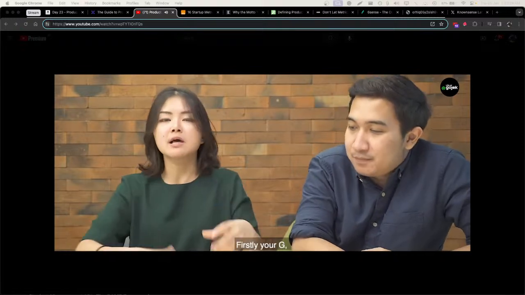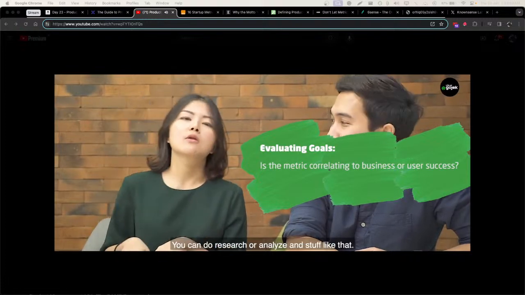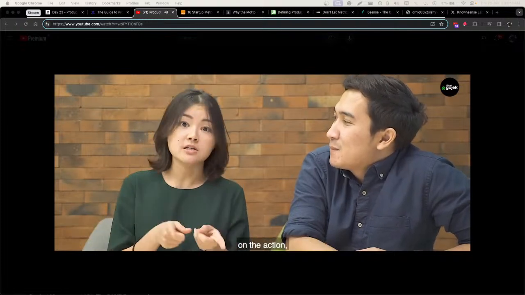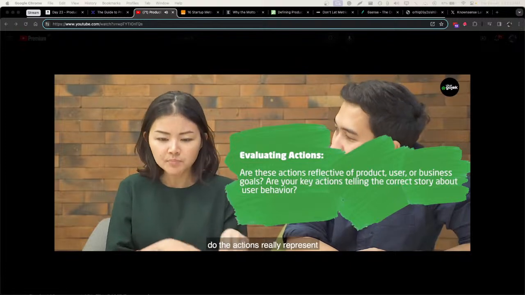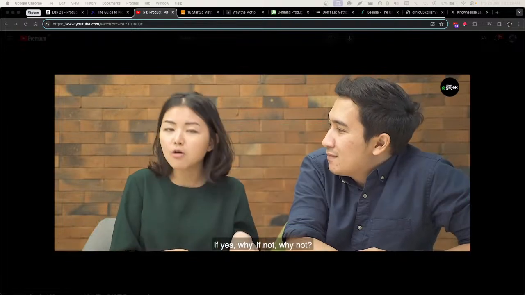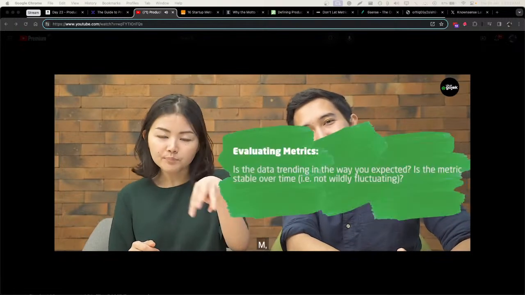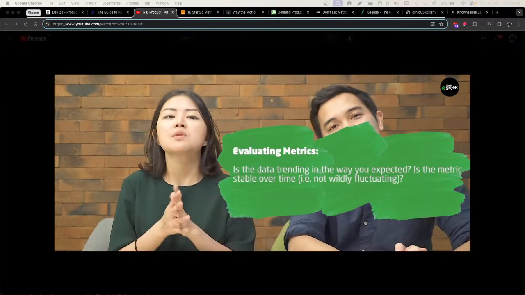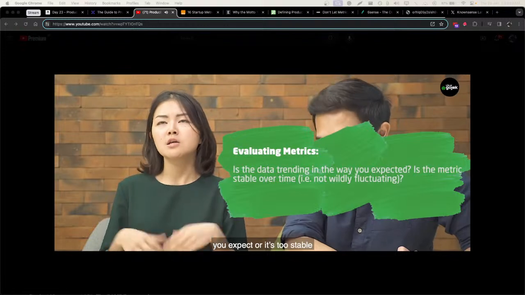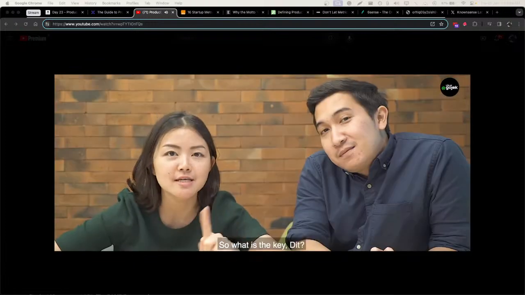Nah, karena itu mesti evaluate pertama your G, kayak apakah goals ini benar-benar correlate dengan bisnis atau jadi sukses gua. Next is on the actions gitu, kayak apakah benar-benar sih action ini actually represent user behavior and user journey. Nextnya lagi adalah evaluate your metrics, right? Kayak apakah metrics itu bergerak dengan tren yang you expect, atau kayak either maybe it's too stable atau itu terlalu fluctuative, dan sebagainya. Jadi kuncinya apa, Dit?